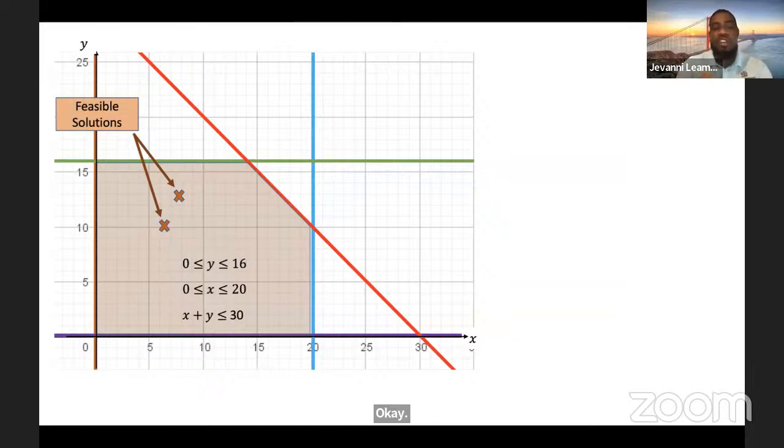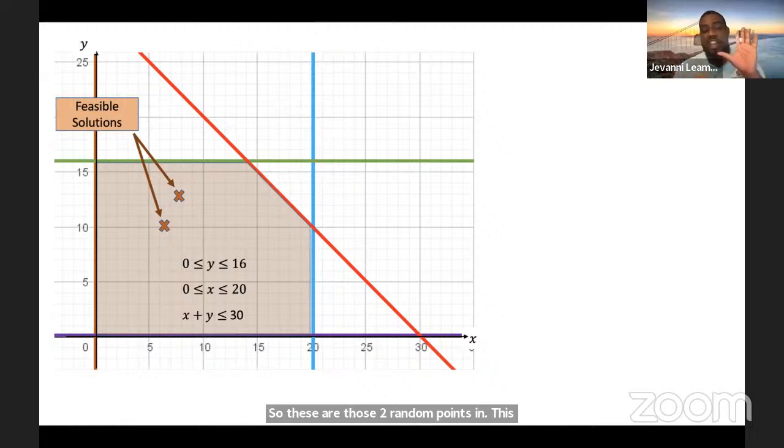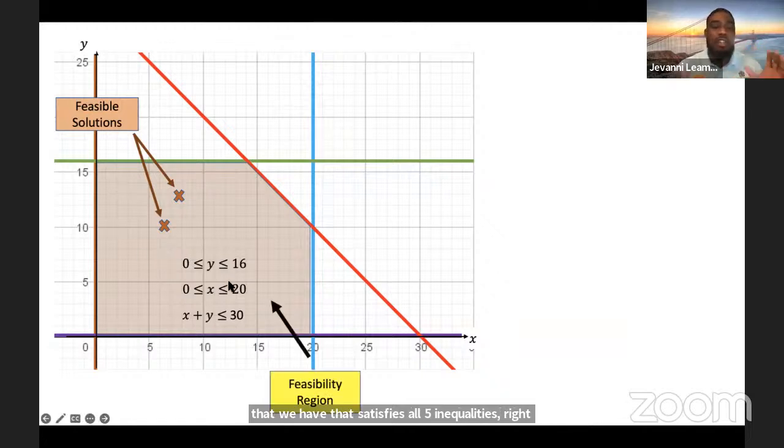So these are just 2 random points in the shaded region that satisfy all 5 inequalities, right? Now, the shaded region is what we call our feasibility region. So again, it must satisfy all the inequalities that we have, which are all 5, not 2, not 3, all 5, that we are using based on this question. So how many vertices do we have?